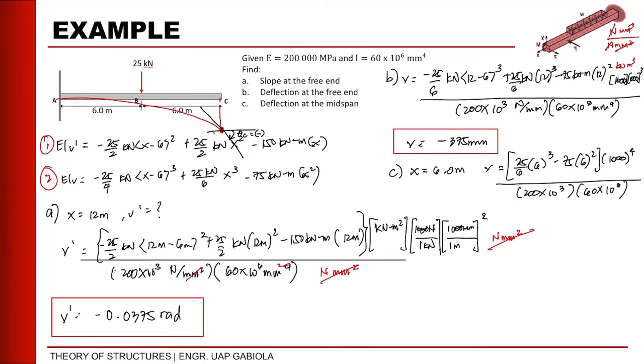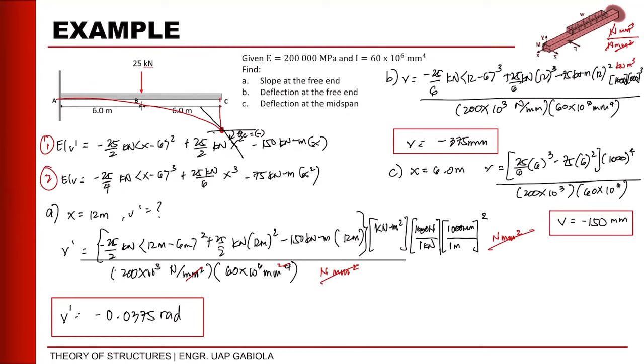Okay, so ano yung magiging value ng V? So 25 times 6 cube all over 6 minus 75 times 6 squared. Tapos tsaka natin multiply ng 1,000 raised to 4 divided by 200 times 10 to the 3 tsaka 60 times 10 to the 6. We will have a value of negative 150 mm. Okay, so this will be our answer for this problem.